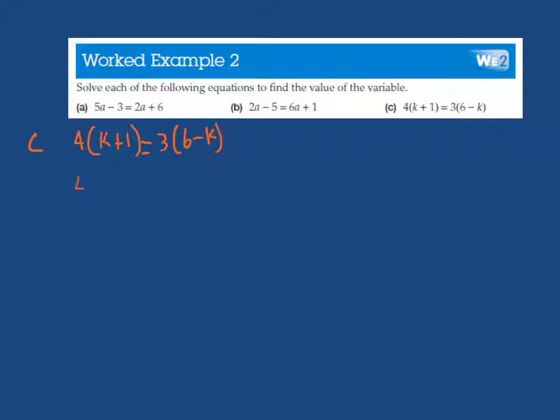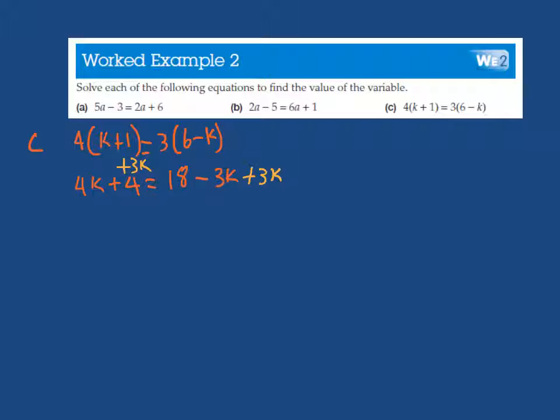So 4 times k is 4k, 4 times 1 is 4, 3 times 6, there's a minus sign, so minus 3 times k, 3k. All right, now I'm going to end up with all my variables on one side and all my numbers or constants on the other. So this is a minus 3k I've got over here. So I might plus 3k over there. So I've got a plus 3k over that side as well.